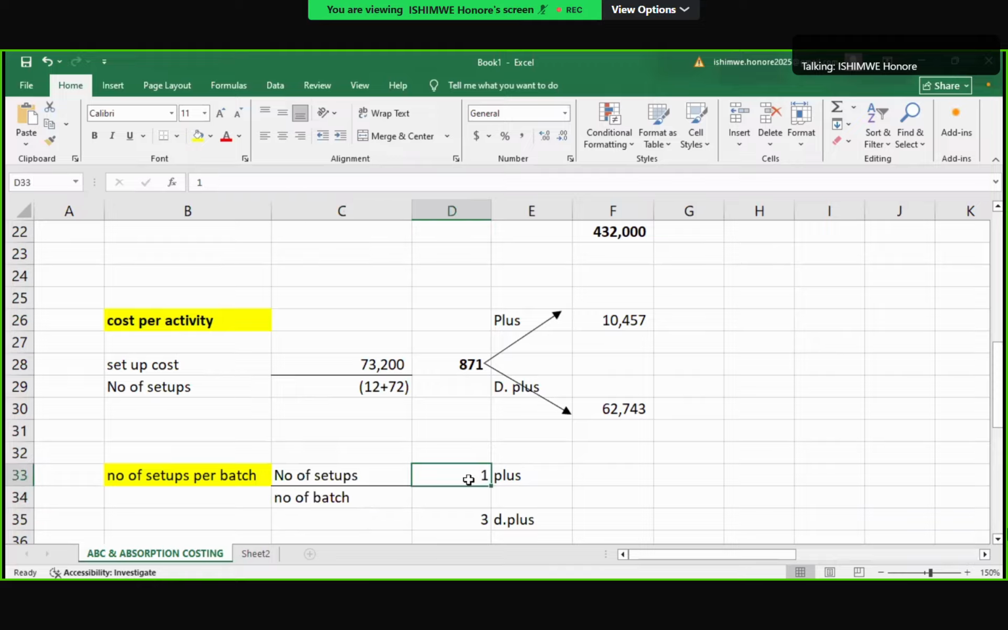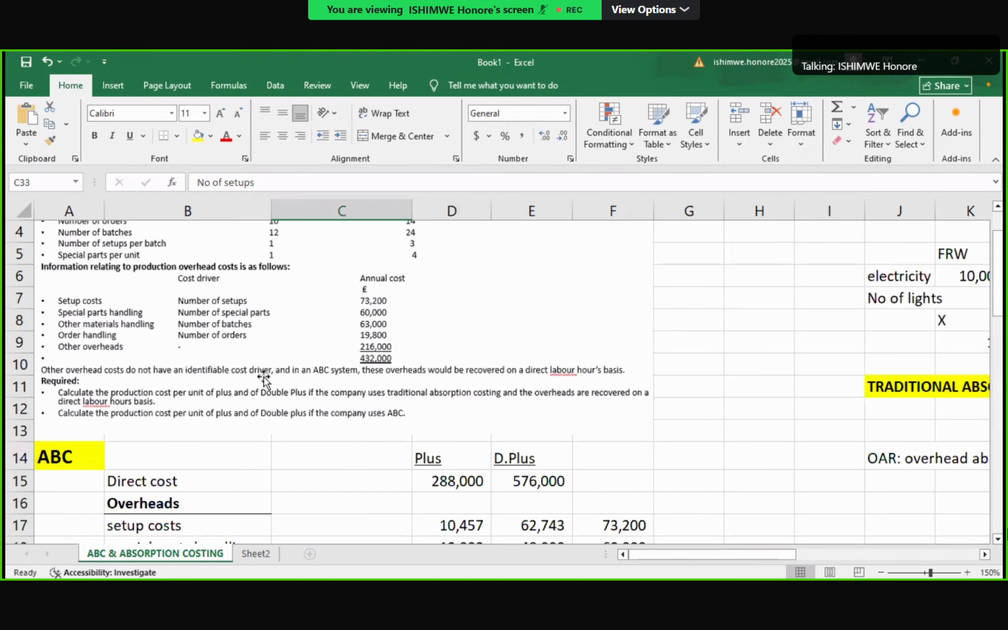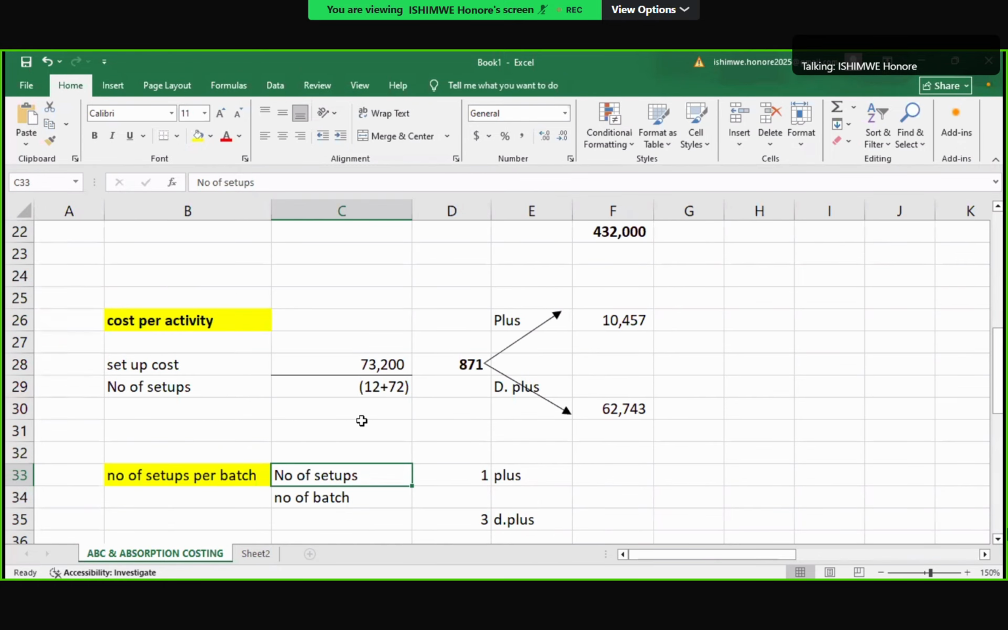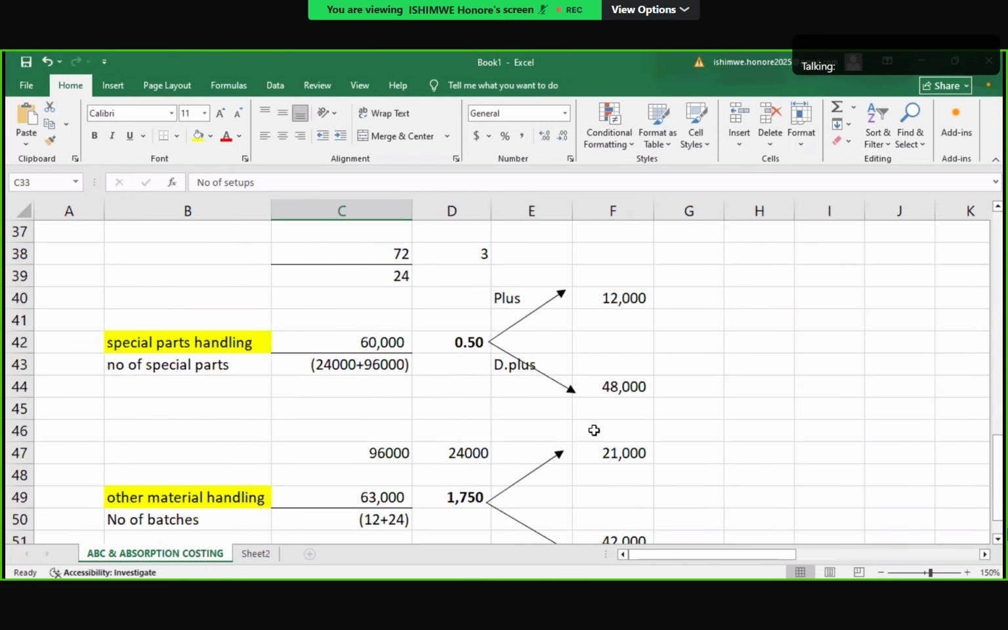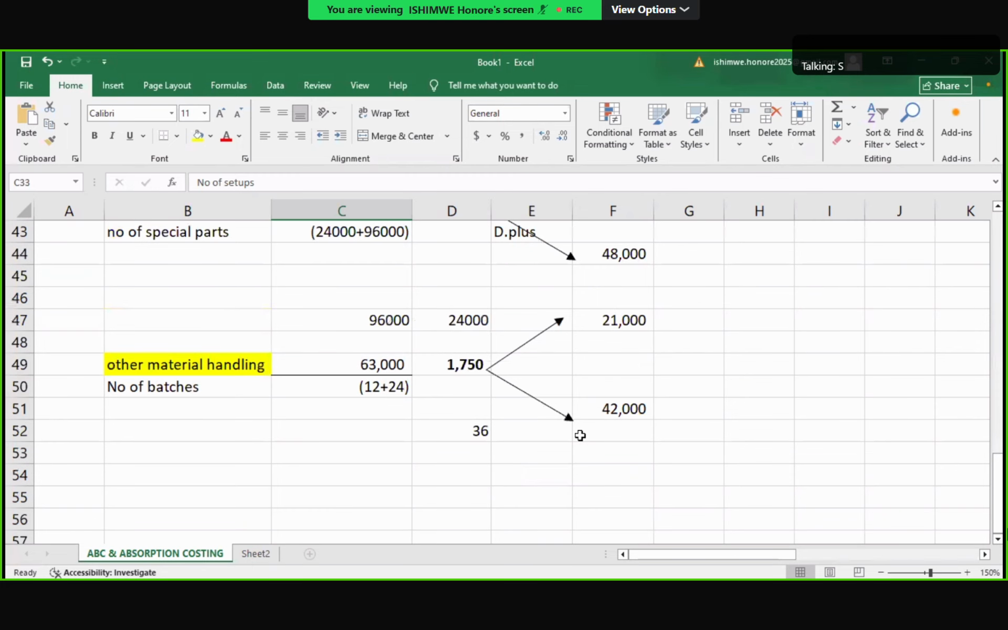And I asked myself, if I have the number of batches in the question, can I determine the number of setups the examiner told me to use here? That's what he told me, that I have to go and find it. You get it? All right, let's continue.